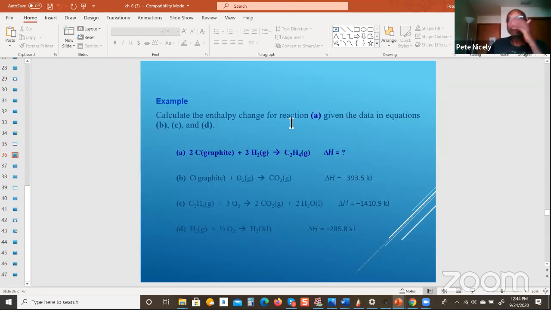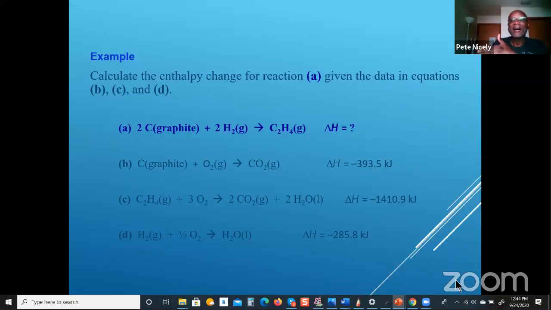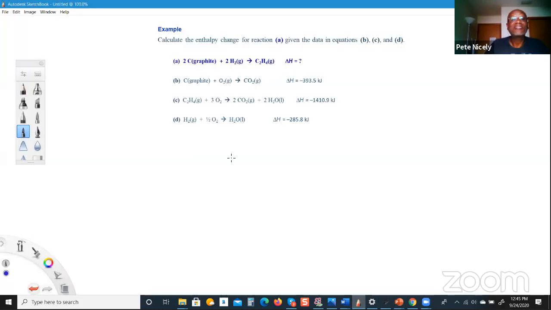It says, and this is a typical question that you could get involving enthalpy changes, calculate the enthalpy change for reaction A, which is this reaction here, right? Given the data in the equations B, C, and D. So you're given these equations along with their corresponding enthalpy changes. And based on the information provided here, you're going to calculate the enthalpy change for this reaction, all right?